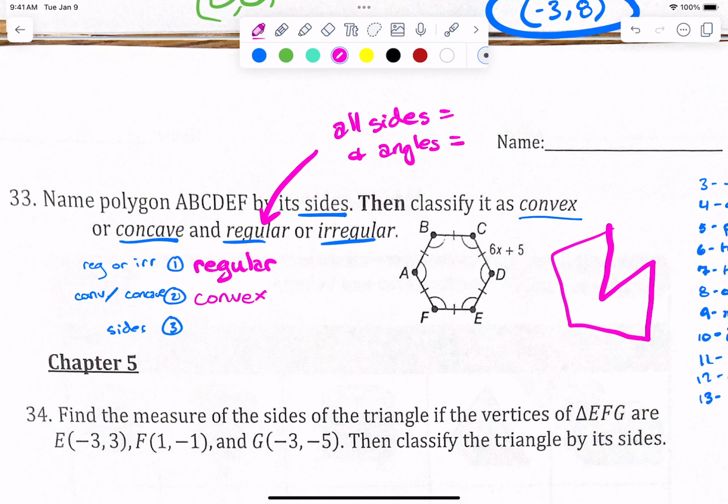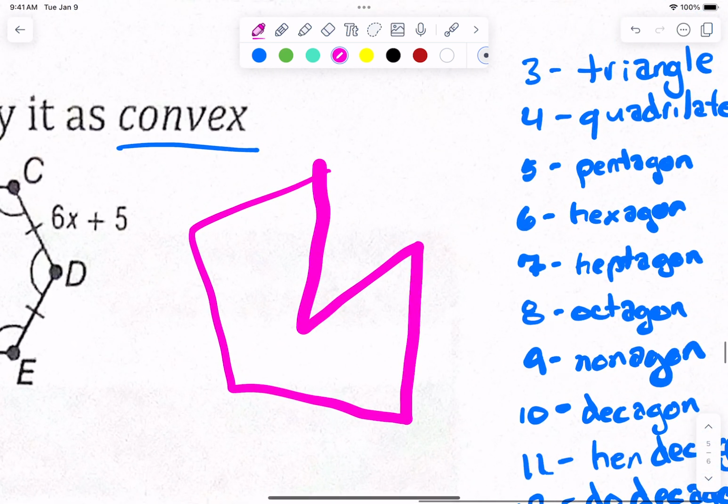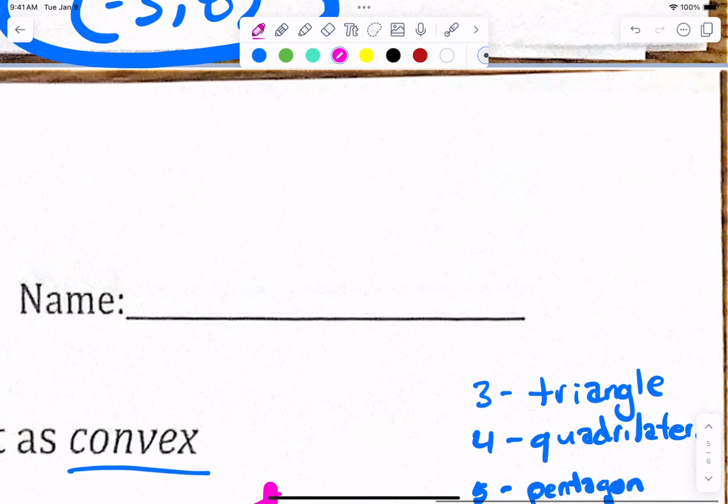No, it can't be. Because look at that angle. That angle would have to be the same as this angle right here. And there's no way it can be the same if I have, like, think of a star, okay?